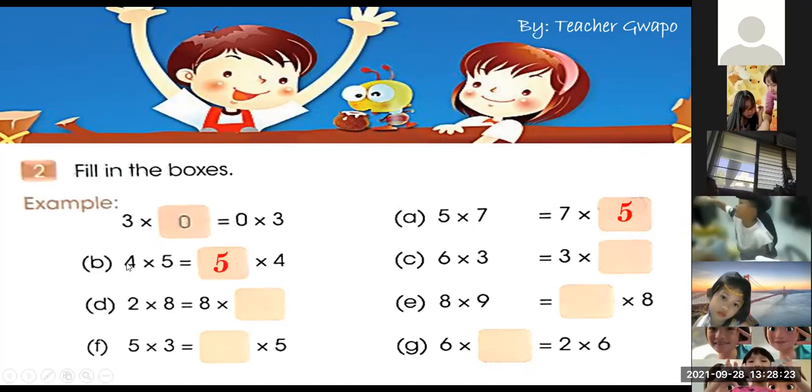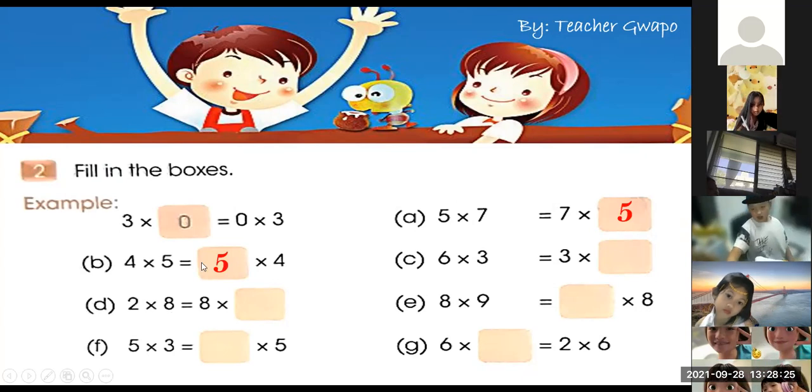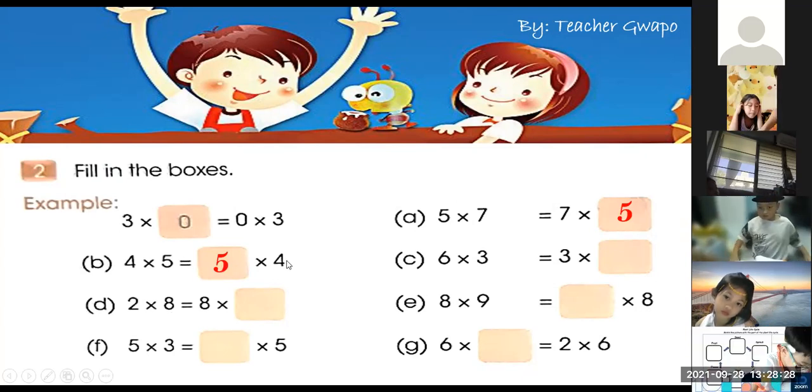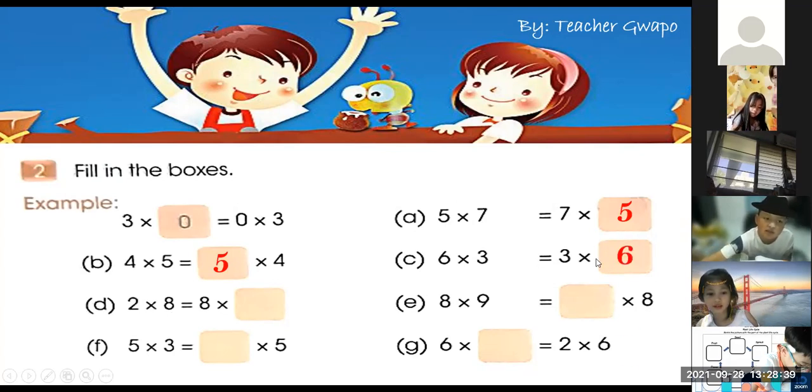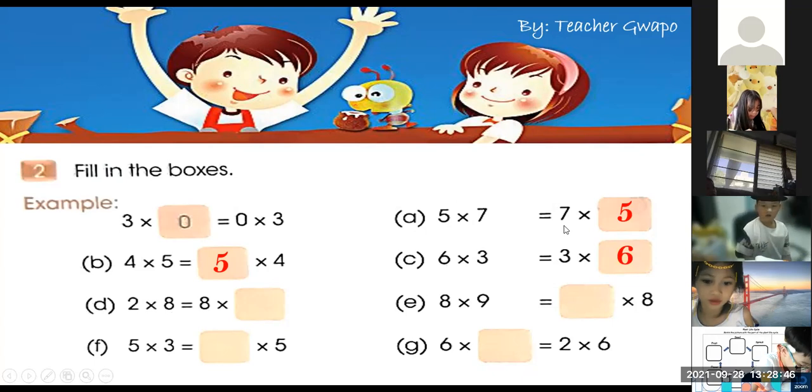Because here you can see 5 times 4, 4 times 5. 5 times 7, 7 times 5. Right? How about in letter C? 6 times 3 or 3 times? 6. Okay, so just like a mirror. What number will you see here? 6, 3, 3. 7, 7. 5, 5. 4, 4. So it's just a mirror.